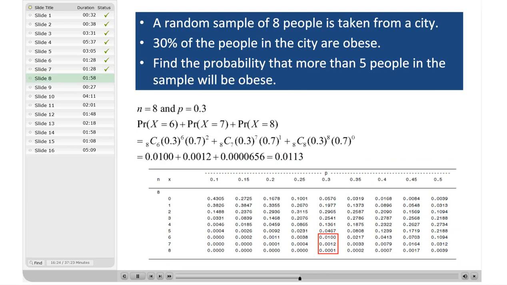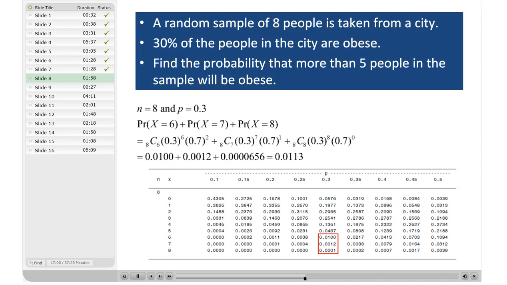Alright, let's take a look at a new binomial example. Let's assume that we're taking a random sample of 8 people from a city, and 30% of the people in that city are obese. We want to find the probability that more than 5 people in the sample will be obese. As discussed before, we know this is a binomial problem because we have a sequence of 8 trials, and we know that on each trial there are only 2 possible outcomes. And we know the most important thing to do in a binomial problem is to figure out what n and p are. Well, n is the number of trials, which is 8, and p is the probability that a randomly selected person will be obese, which is 0.3.